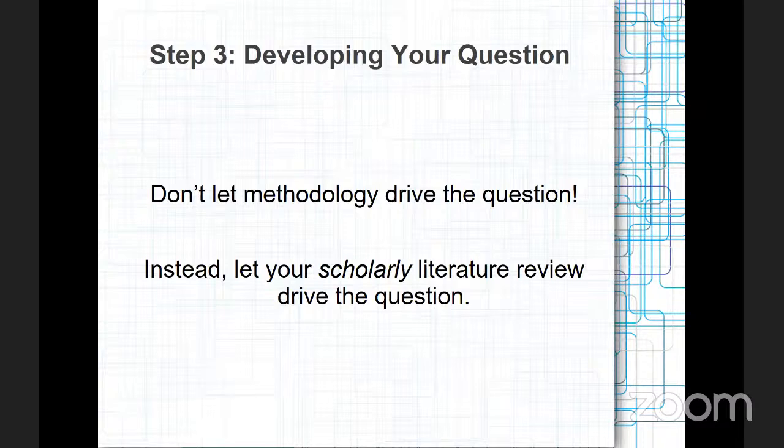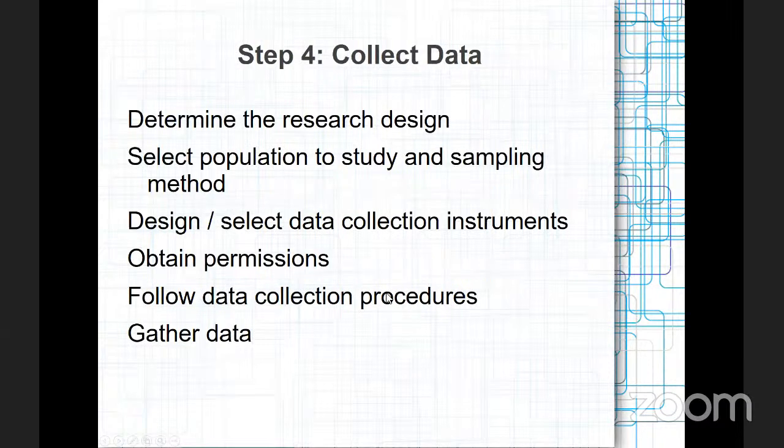Guys, I would suggest right away you're going to start the concept note. As a suggestion, you don't want to let the method drive the question. It's the literature review that drives the question.